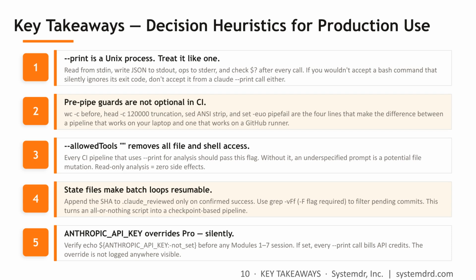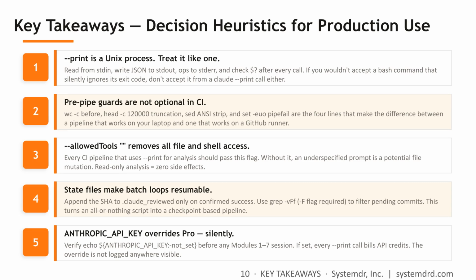Every CI pipeline that uses -p for analysis should pass this flag. The word analysis implies read-only. Enforce it explicitly. 4. State files make batch loops resumable. Append the SHA only on confirmed success. The SHA-on-success invariant is critical. If you append before validating the JSON, you'll have SHAs in the state file for commits with missing or invalid review files. Always write JSON, validate with jq, then append the SHA.